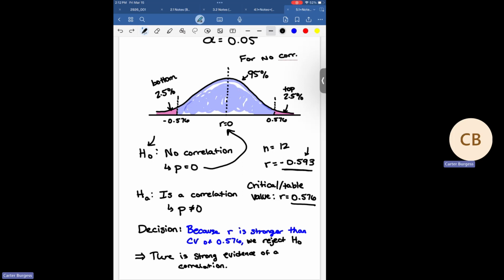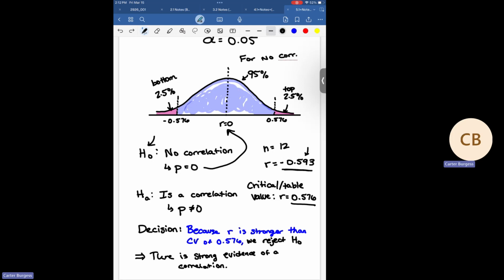Now, if we did not have a strong enough R value, if our R value instead was like 0.54, it's weaker than our table, have we successfully proven that there is no correlation? No, we have not. All we have done is failed to prove, or not even, we're not even proving that there isn't, but we have failed to produce strong enough evidence to make the claim that there is no correlation.